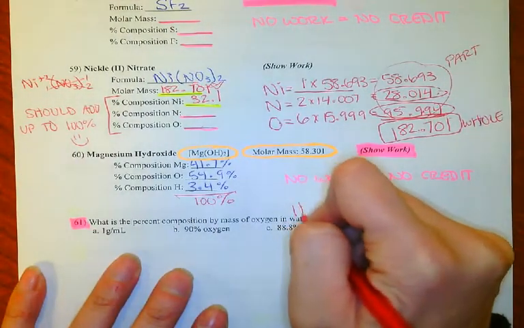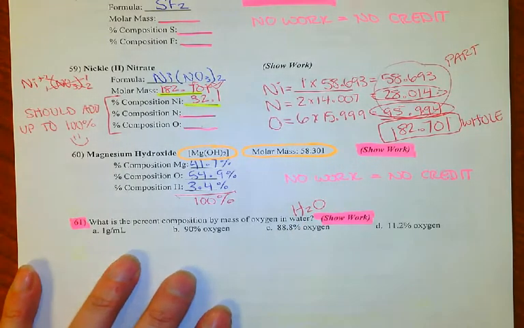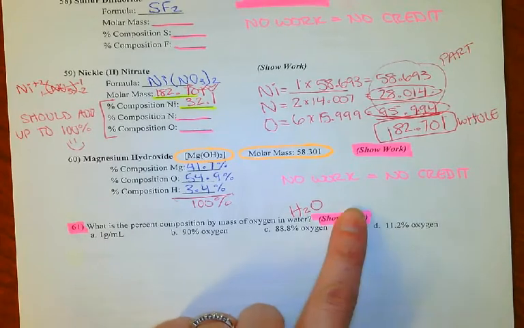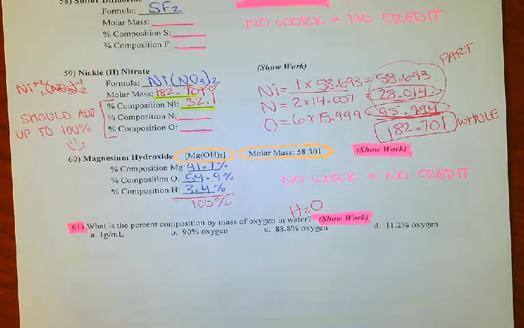Same thing here. Water, remember, is H2O. So you're going to do the part that's hydrogen, H2, divided by the whole mass of H2O. That will get you hydrogen. You do the opposite for oxygen. I think I said that backwards.